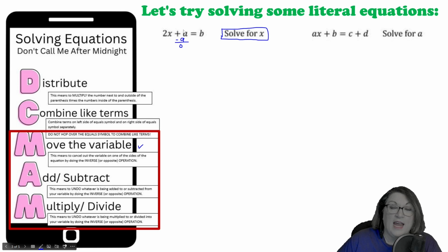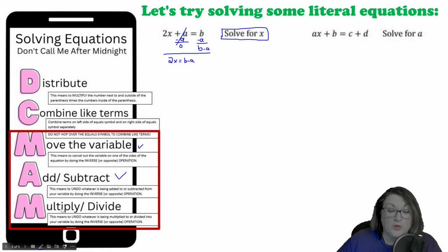When I subtract a from a, I get a 0. And then on this side, I'm also going to have to subtract a from this b. But since we don't know what those numbers represent, we don't know what b represents or what a represents, we're just going to write it like this: b minus a. Okay, because that's all we can do. We don't really know what that number is going to be because we don't know the value of b or the value of a. So when I rewrite my equation, I have 2 times x equals b minus a now. Okay, we've done our add subtract step just like a regular equation.